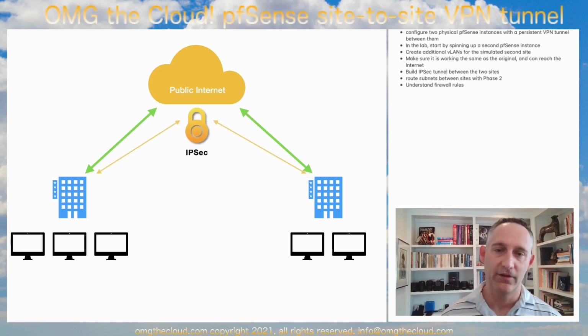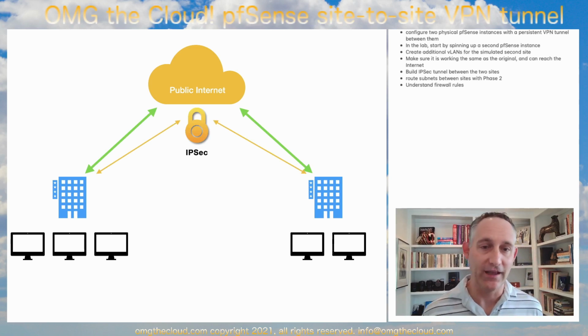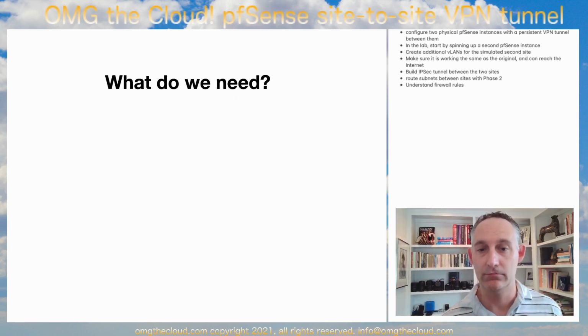With this in place, the two sites can talk to each other, we can route traffic, we can block, deny with firewall rules, and the two sites can communicate as if they had a private network connection between them. Pretty awesome, right? So what do we need?